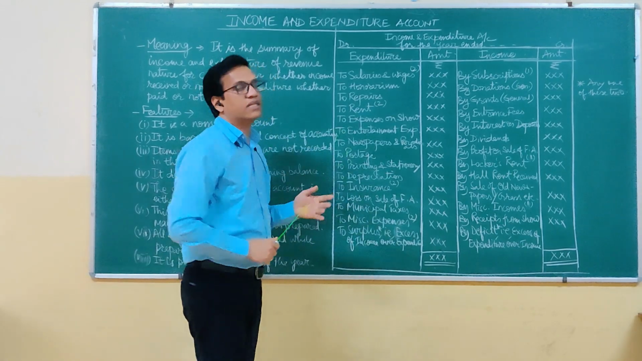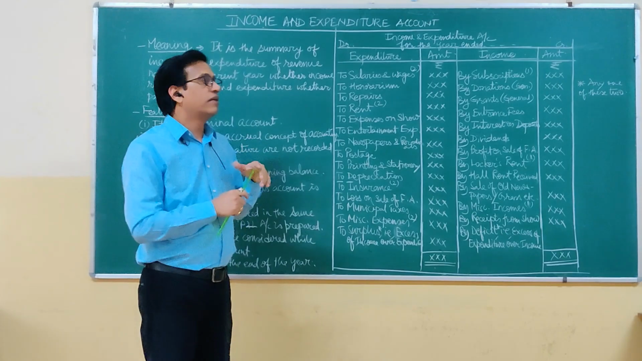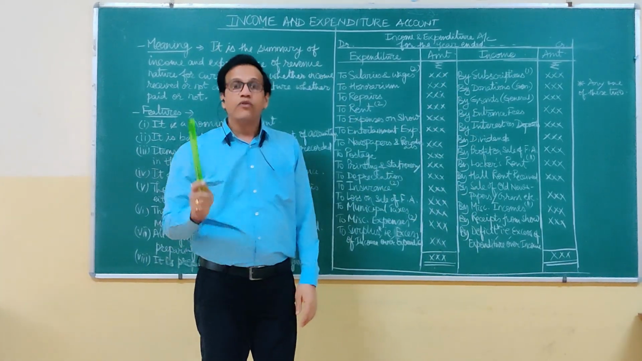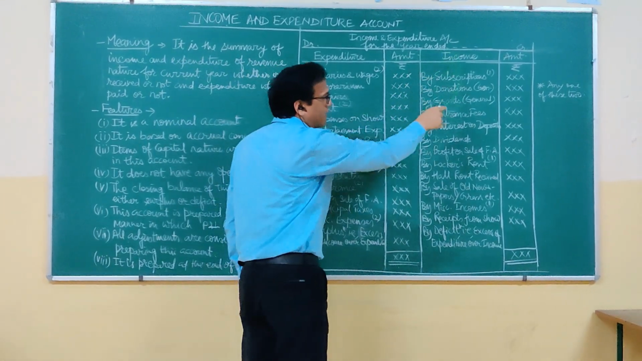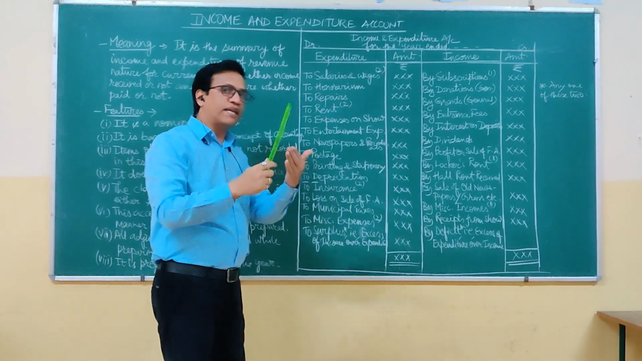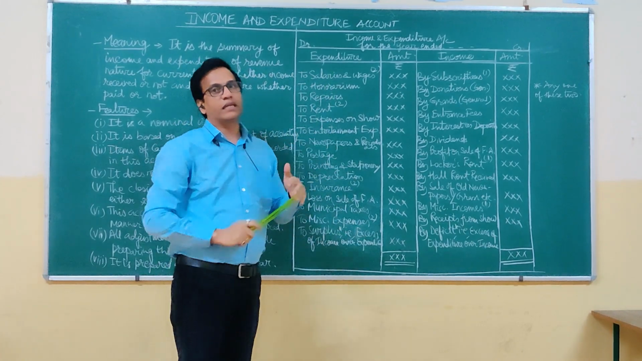Right? So let's discuss. From the debit side of receipts and payments account, we will prepare the credit side of income and expenditure account. I repeat, from the debit side of receipts and payments account, we will prepare the credit side of income and expenditure account. And from the credit side of receipts and payments account, we will prepare the debit side of income and expenditure account.